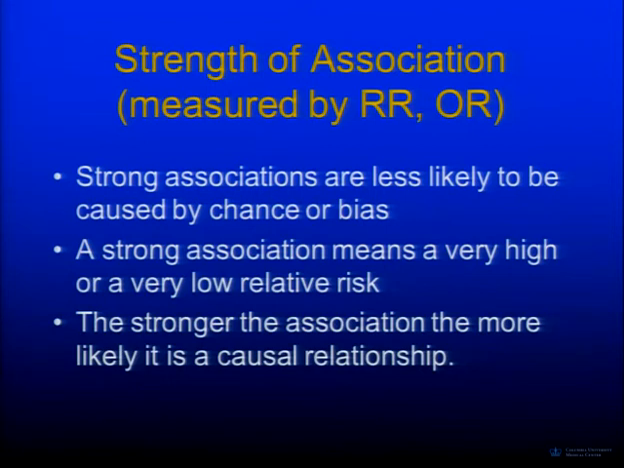Case control and a relative risk. Where can you do that? Cohort or a randomized controlled trial. So when you have stronger associations, they're less likely to be caused by chance or bias.